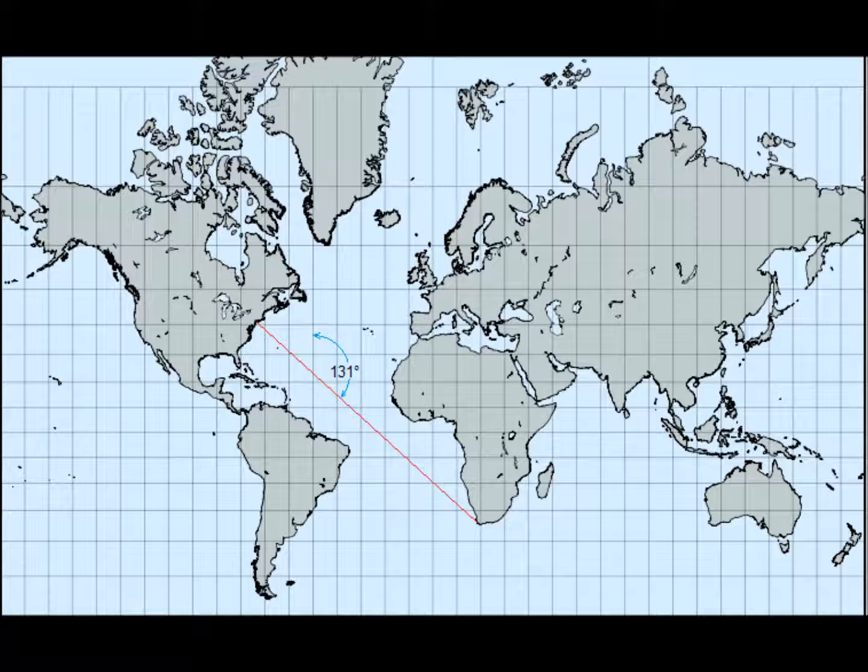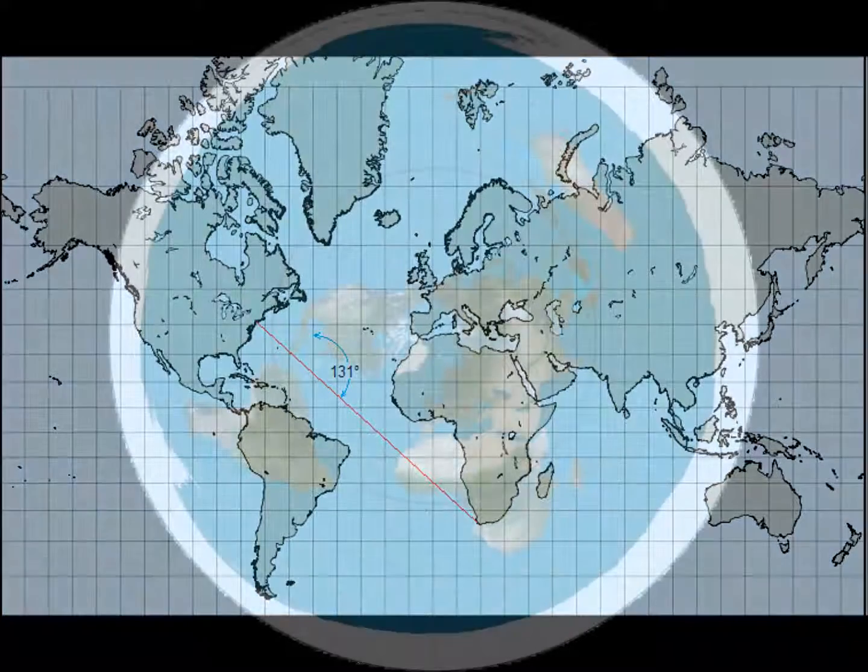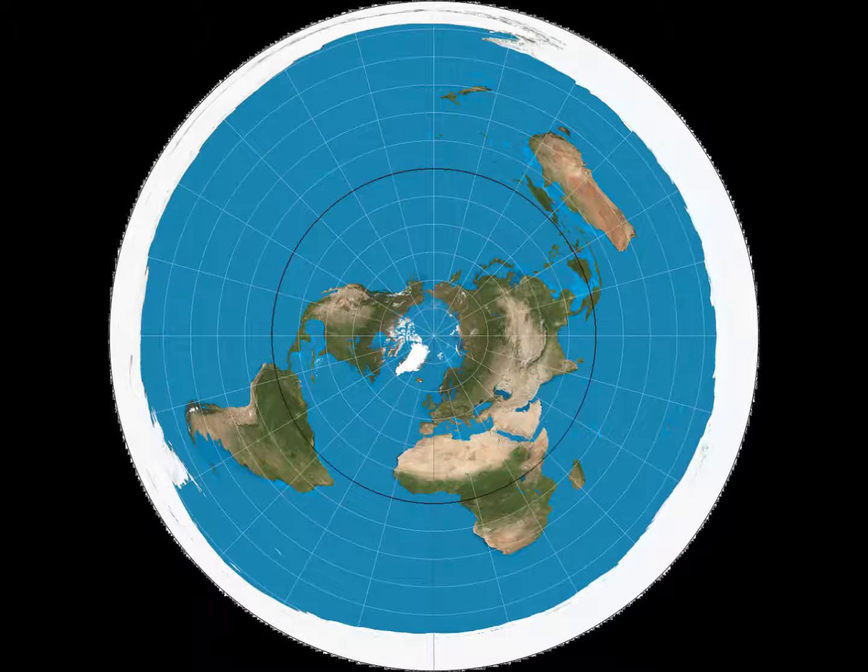For example, from New York City to Cape Town, you'd set a course for 131 degrees from due north and then just head southeast. Now the well-known AE map also scores low on equivalence. For example, the equator is 57% oversize.